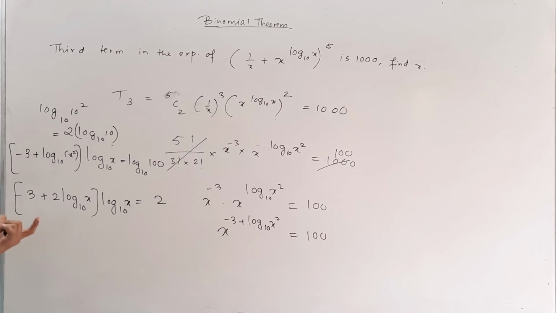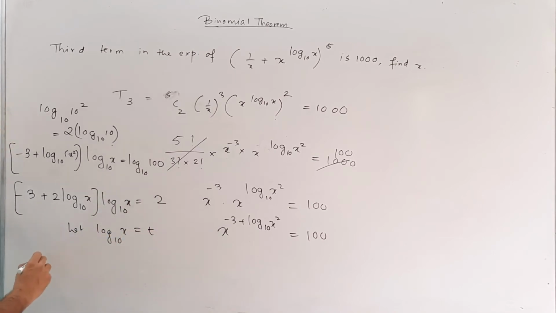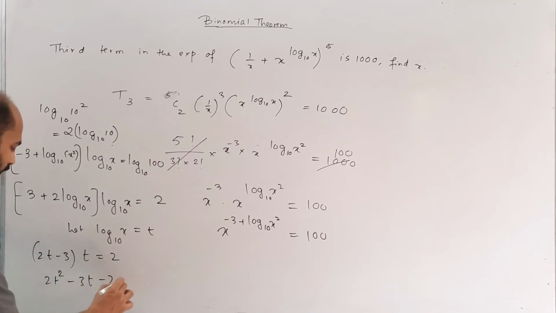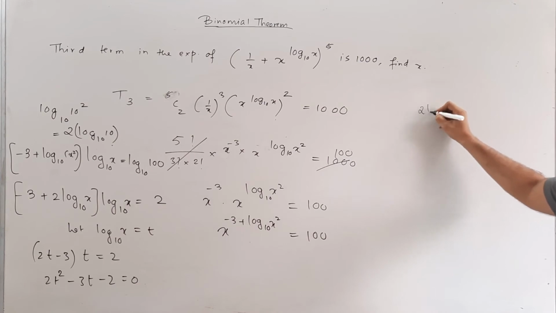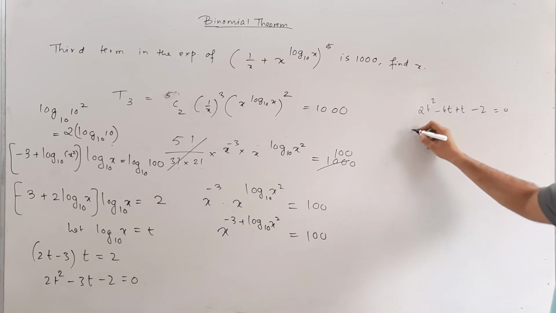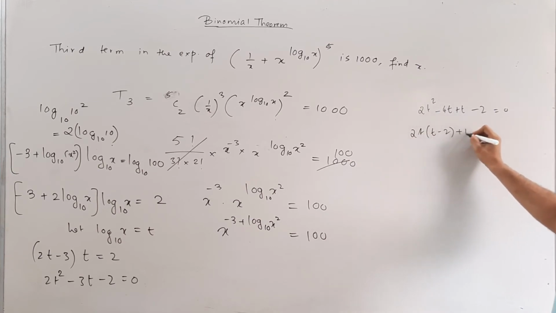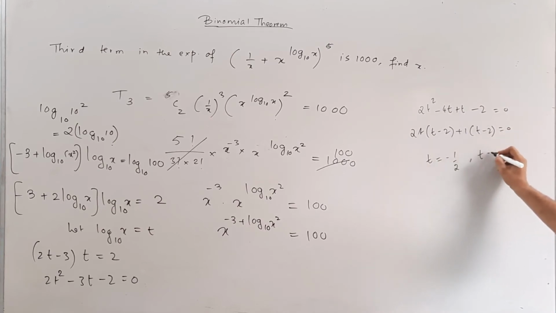Now you can clearly see that this is a form of quadratic, where we can say that let log to the base 10 x be some t. So this will be (2 times t minus 3) into t is equal to 2. If we expand it, it will be 2t square minus 3t minus 2 equals 0. If we solve that quadratic, it's going to be 2t square minus 4t plus t minus 2 equals 0. 2t(t minus 2) plus 1(t minus 2). Overall, we are going to get t as minus half or t as 2.